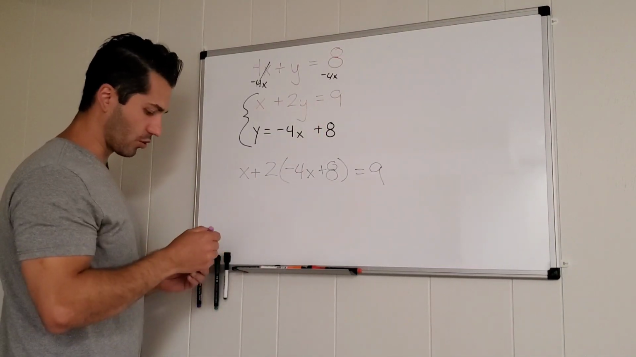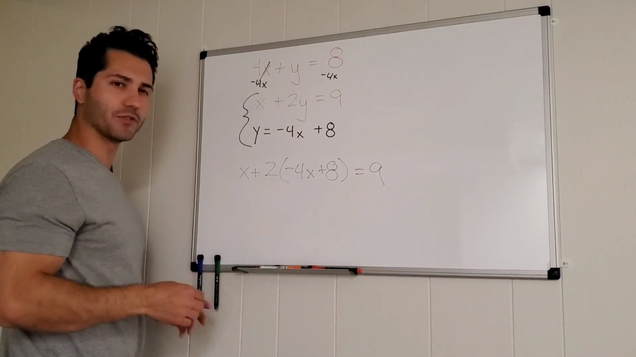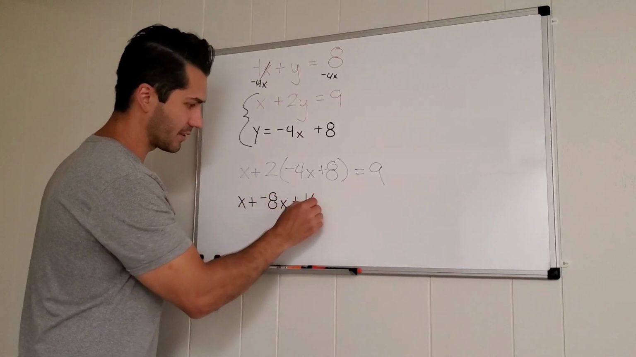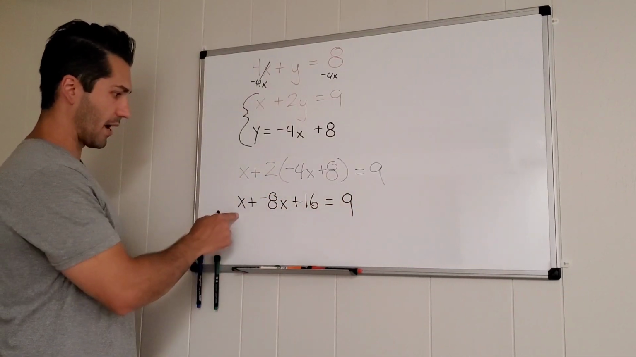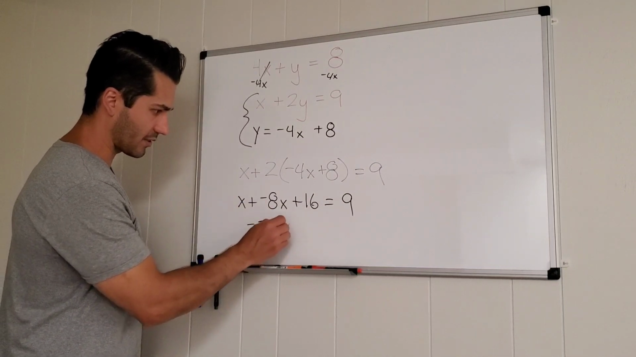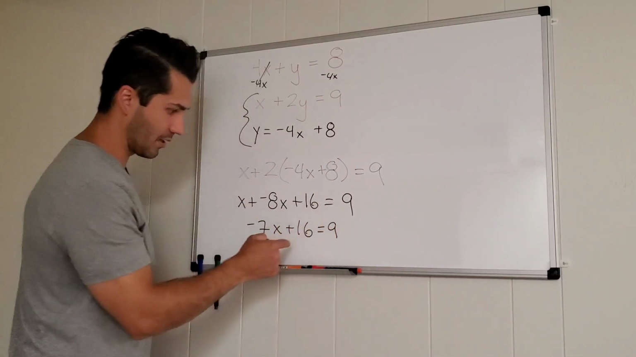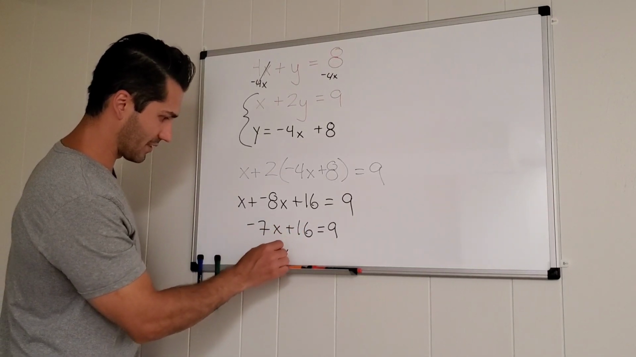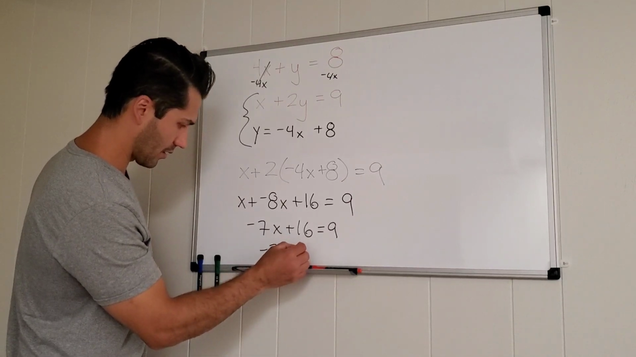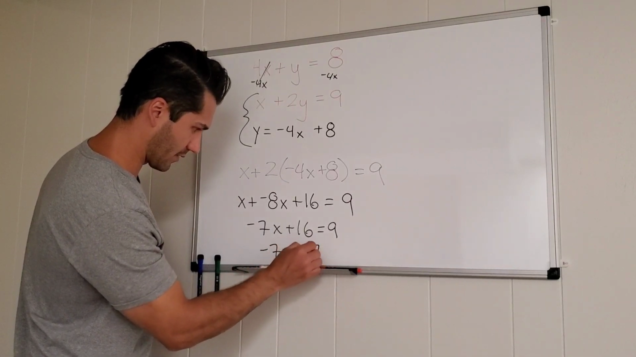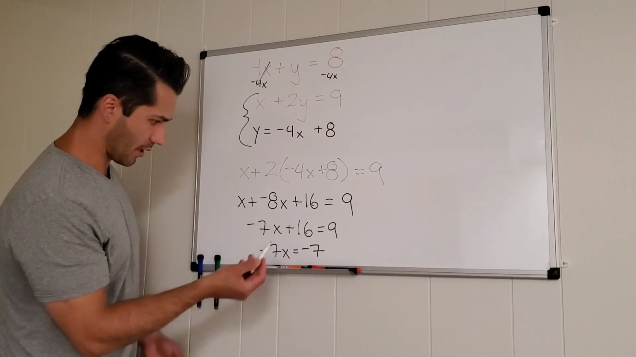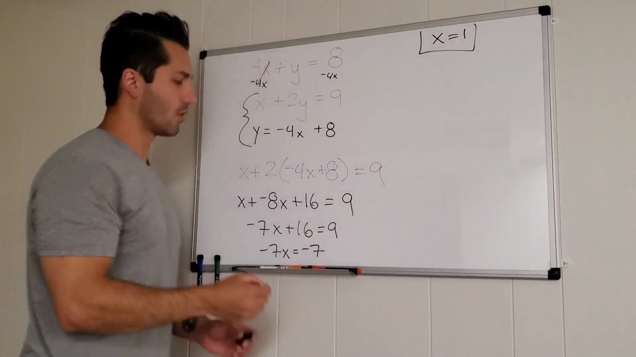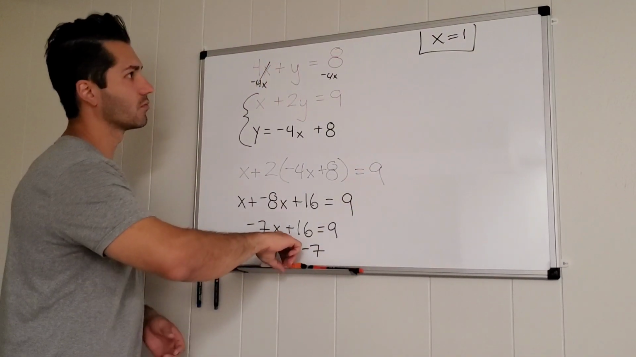You solve it. I'm going to go a little quick on this one because solving equations you've done before. So x plus negative 8x plus 16 equals 9. Combine like terms: negative 7x plus 16 equals 9. Minus 16, 9 minus 16 is negative 7. And then you get x equals positive 1. Let's throw that up here. Once you get x equals positive 1, plug it in.